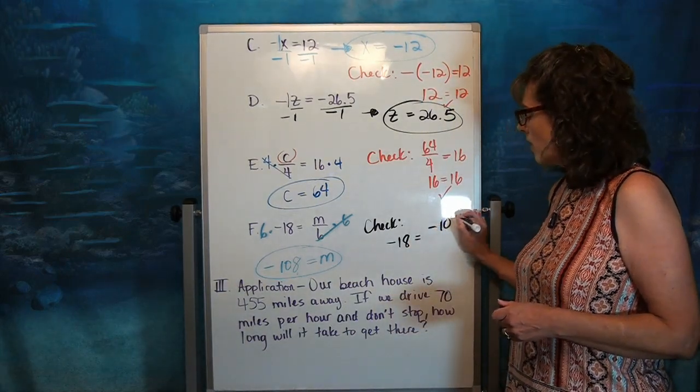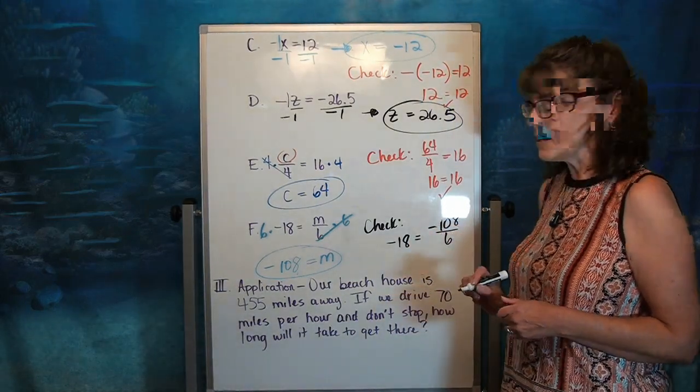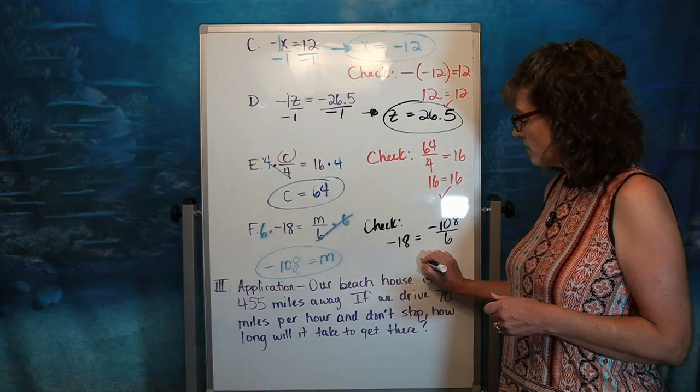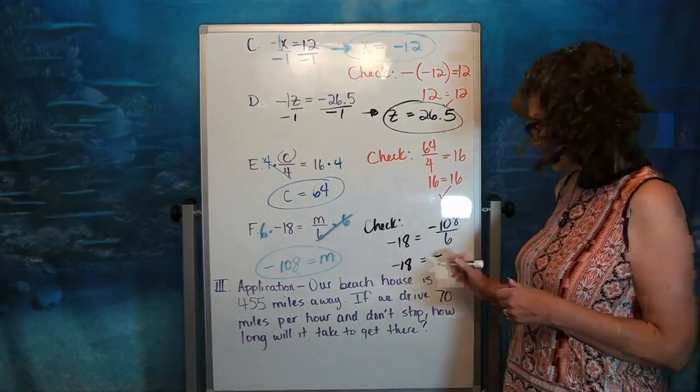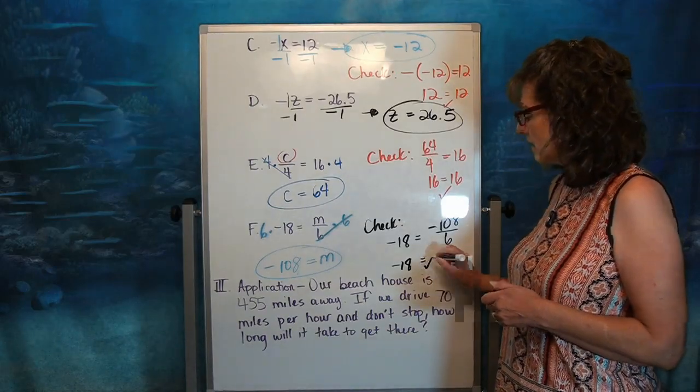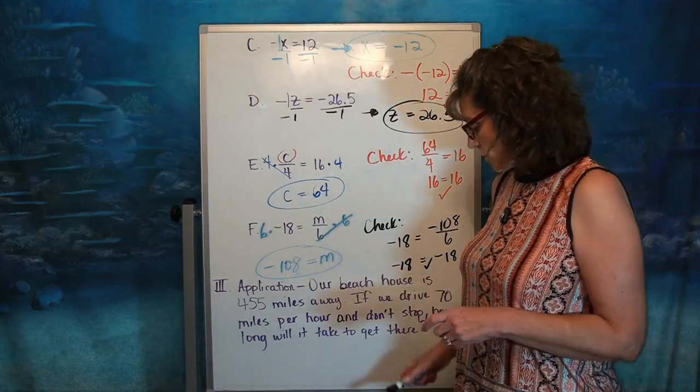so I have a -108 divided by 6. Now, negative divided by positive is definitely negative. And what's 108 divided by 6? Yeah, sure enough, it's 18. So I know that my answer is correct.